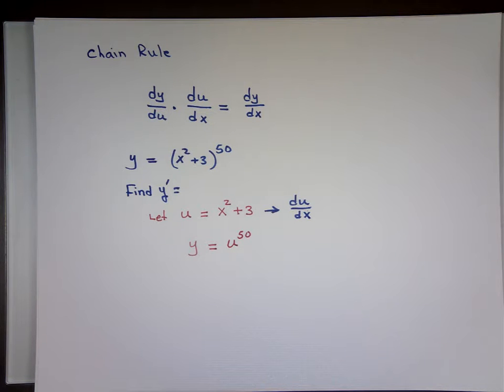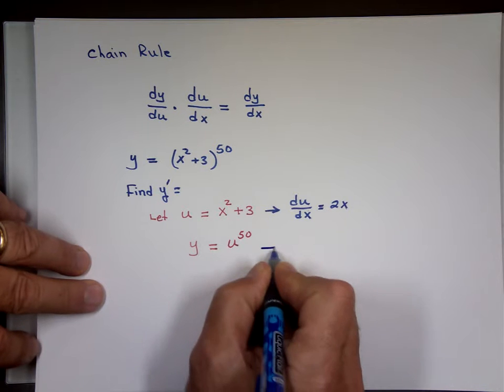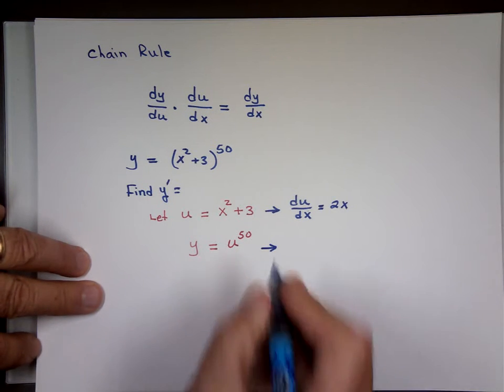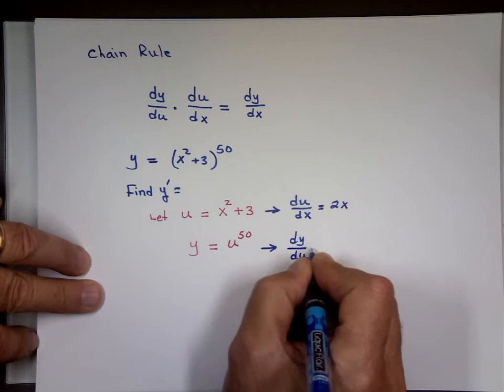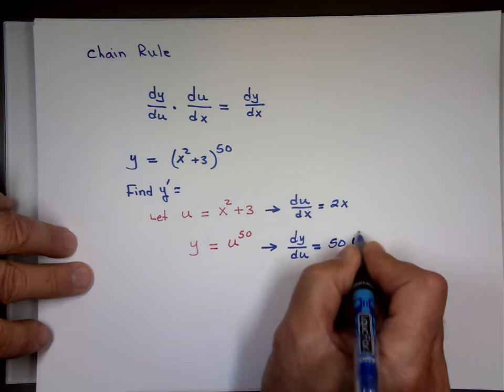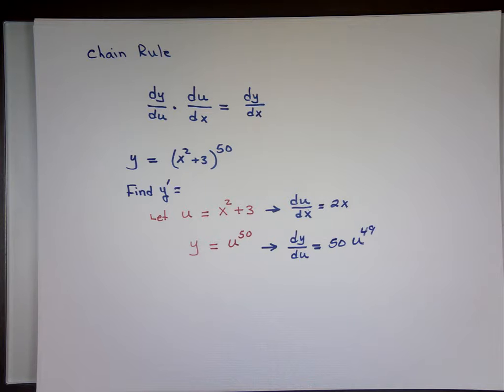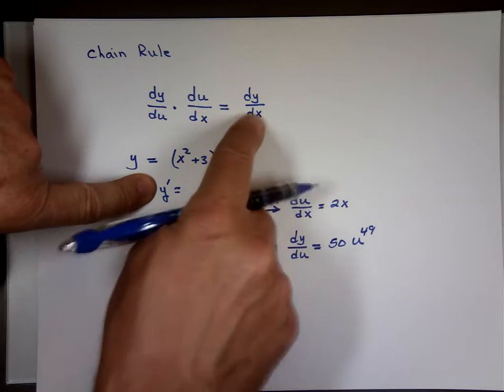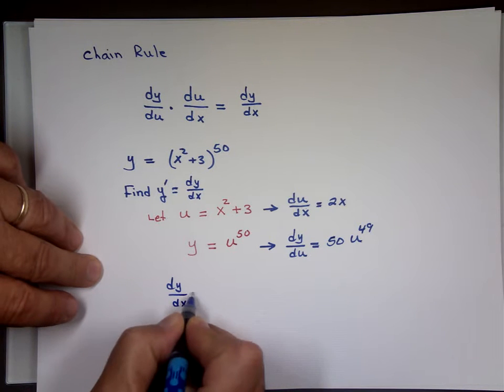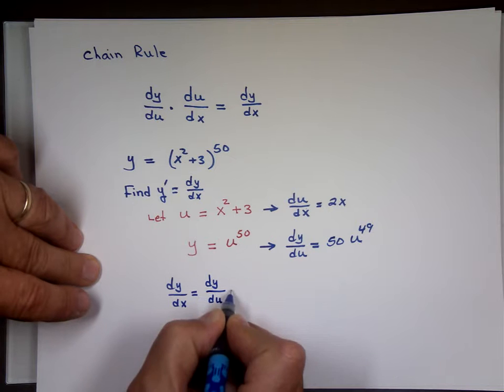And what's du/dx equal to here? What is the derivative of this? 2x. The derivative of this will not be called dy/dx, will be called what? dy/du, because we're using the u variable. And what's the derivative of this? 50u to the power of 49, Igor, correct. I asked for y prime, which is what? dy/dx. I can use that rule there. It says, you want to find dy/dx? So dy/dx is equal to dy/du times du/dx.